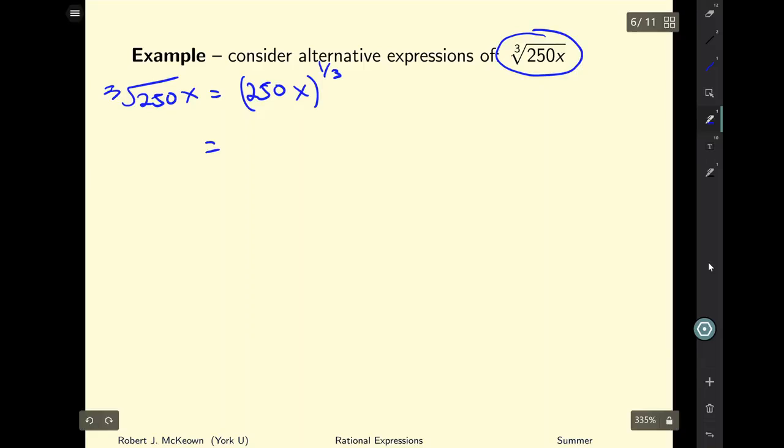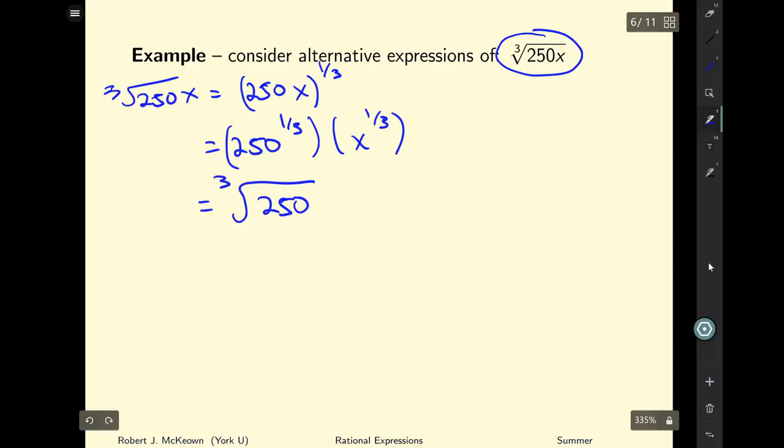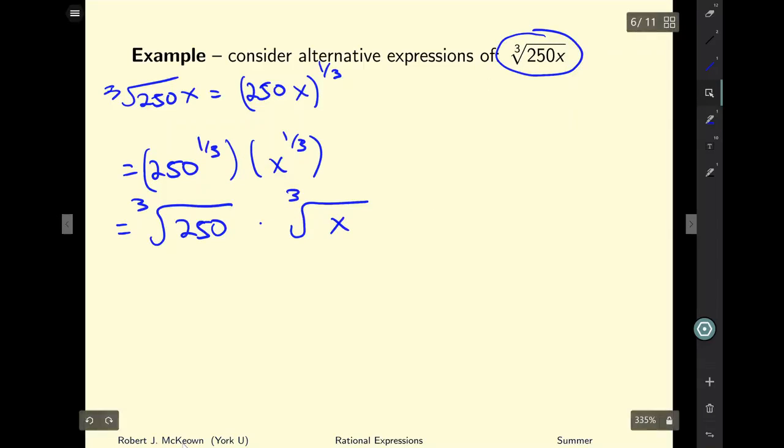According to the exponent rules, I could rewrite this again as 250 to the power of 1/3 multiplied by x to the power of 1/3. And if I wanted to, I could rewrite this as the cube root of 250 times the cube root of x. So I'm using these exponent rules that we learned previously. Now let's simplify this expression up here.